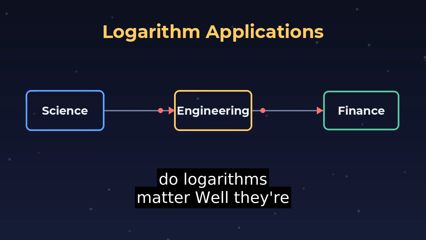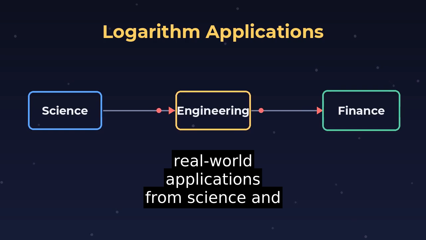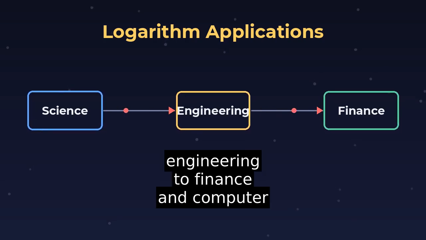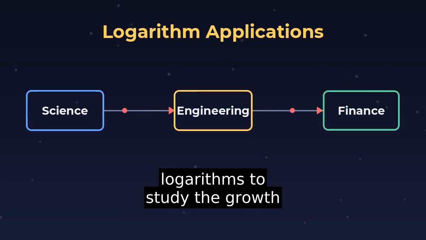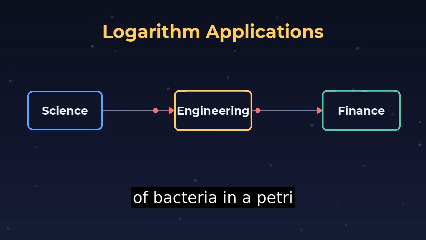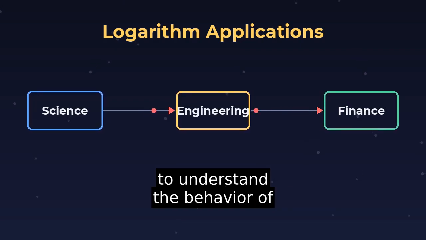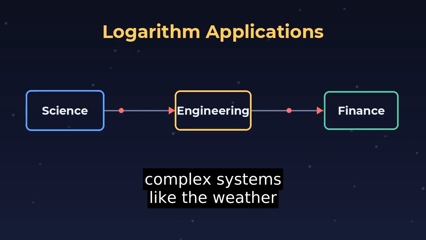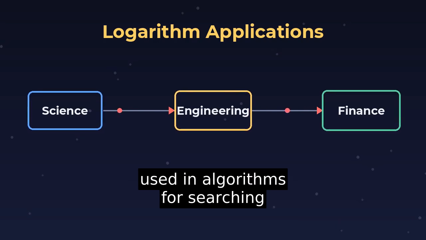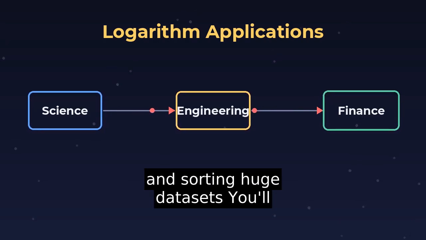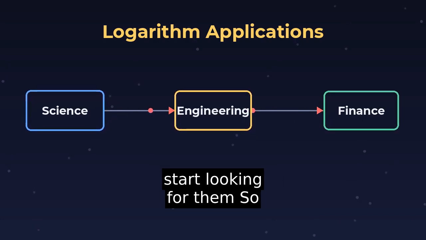So, why do logarithms matter? Well, they're used in all sorts of real-world applications, from science and engineering to finance and computer science. For example, scientists use logarithms to study the growth of populations, like the number of bacteria in a petri dish. They also use logarithms to understand the behavior of complex systems, like the weather or the stock market. And in computer science, logarithms are used in algorithms for searching and sorting huge datasets. You'll see logarithms everywhere, once you start looking for them.